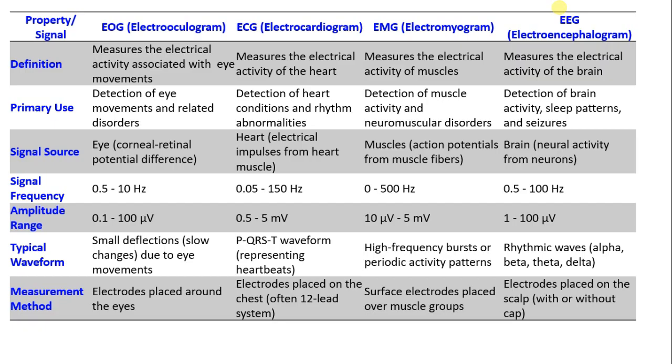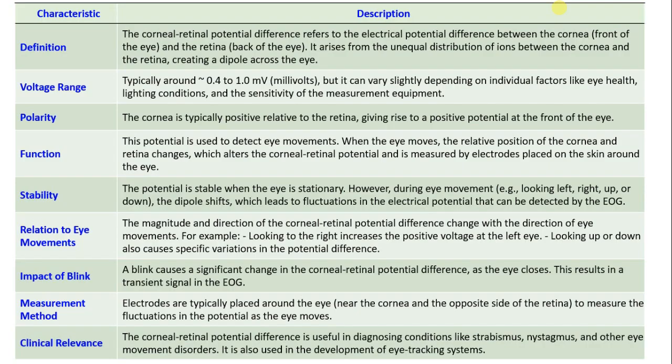Because as I told you, this EOG is basically the corneal-retinal potential difference, right? So the generation of EOG signals is different as compared to the other types of signals. Why this difference? This difference is due to the metabolic activity of the retinal cells, right?